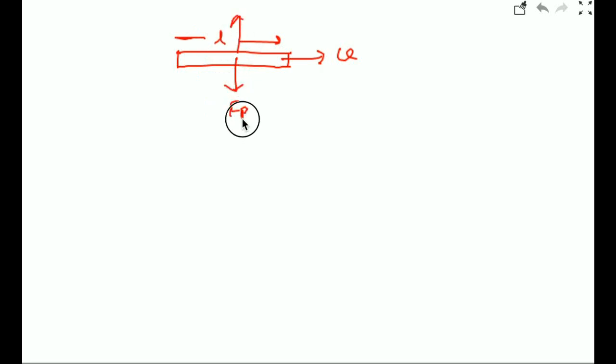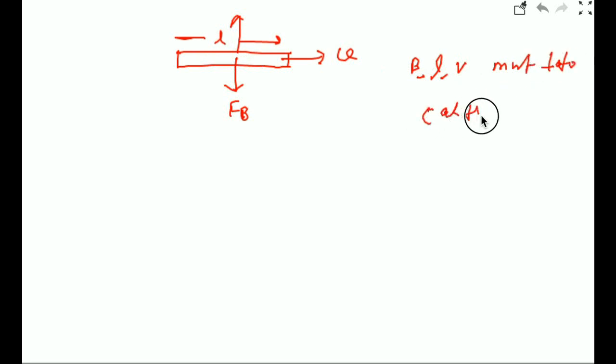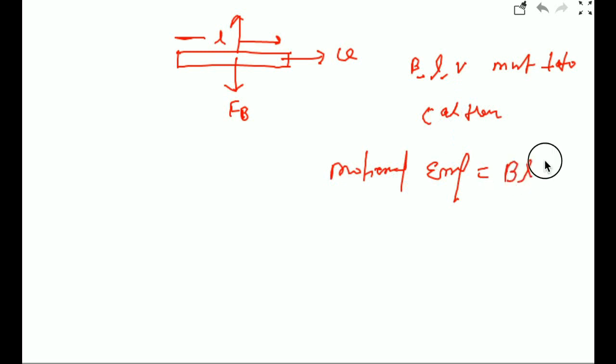Why am I taking only the perpendicular direction? Because if you have a conductor like this, with velocity moving in this direction and L also in this direction, the magnetic force will act in this direction or that direction, so where would charge accumulate? That is the reason B, L, V must be perpendicular to each other. Then you have motional EMF equal to B, L, V.